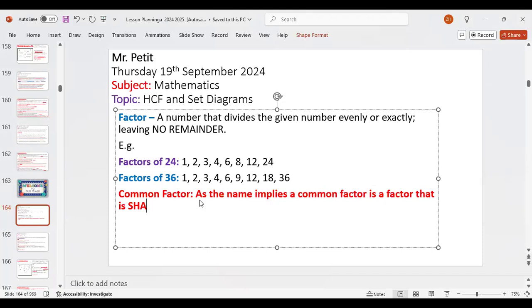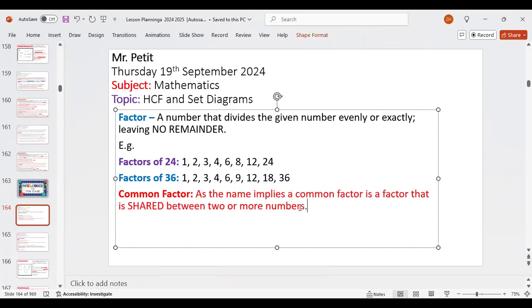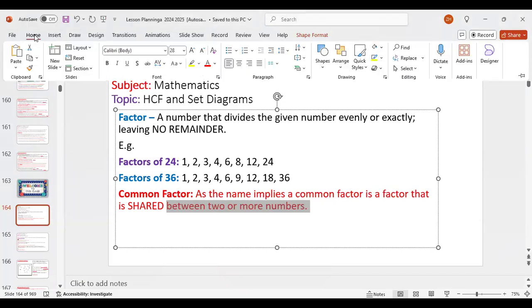Not shape, shared. Very good. A factor that is shared between 2 or more numbers. That's what I mean by a common factor. Which means that both of those numbers have the same factor. So it's a common factor, right?